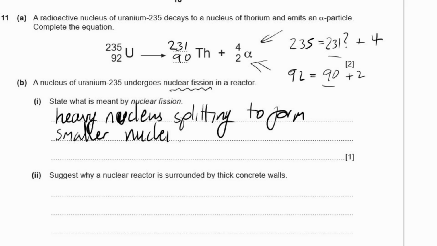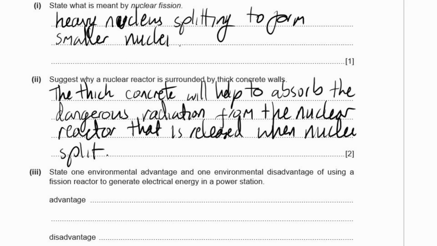2. Suggest why a nuclear reactor is surrounded by thick concrete walls. Okay, well, the thick concrete is going to help to absorb dangerous radiation from a nuclear reactor that is released when the nuclei split. So the thick concrete will help to absorb the dangerous radiation from the nuclear reactor that is released when the nuclei split.